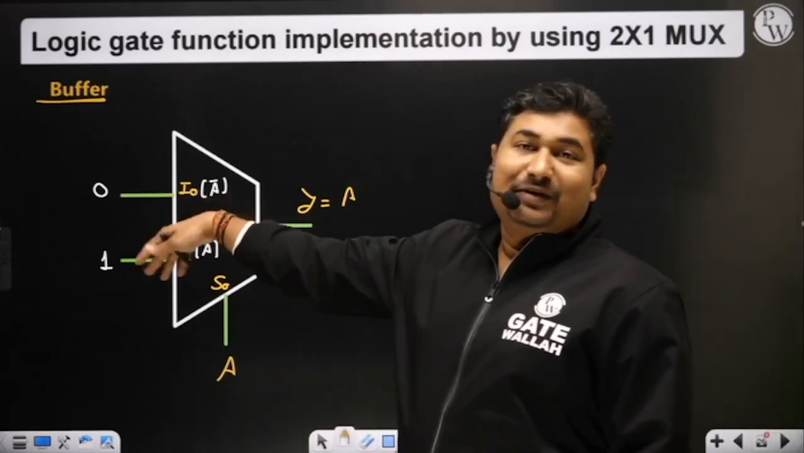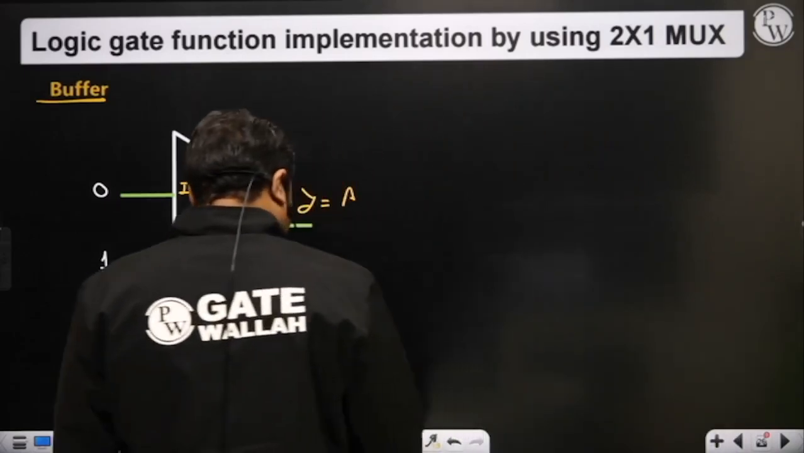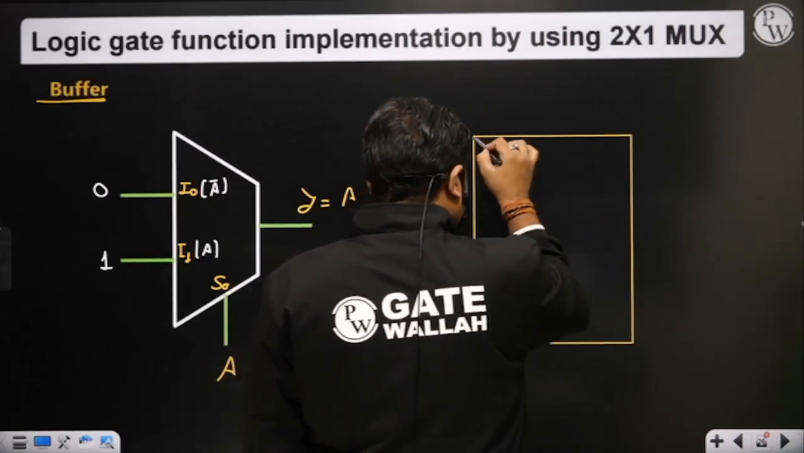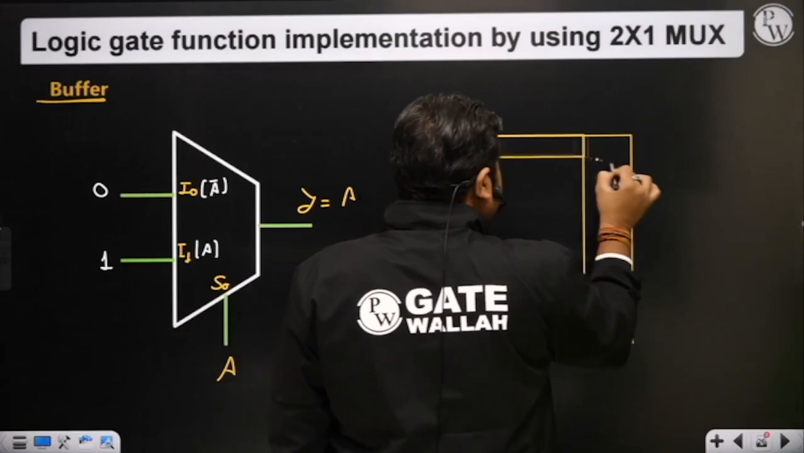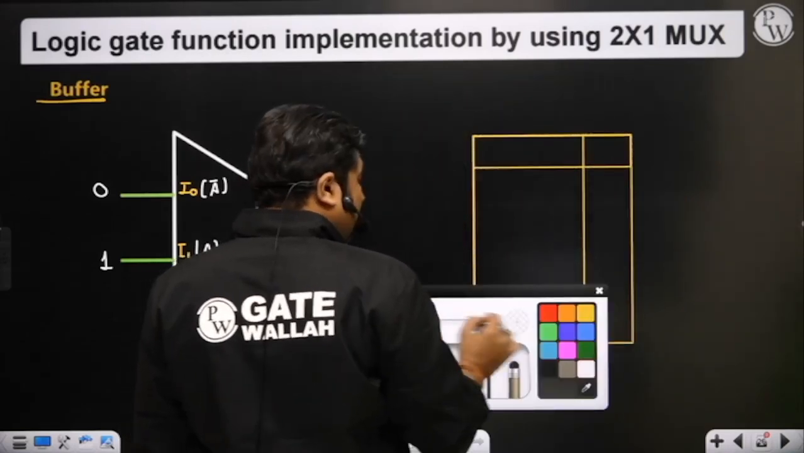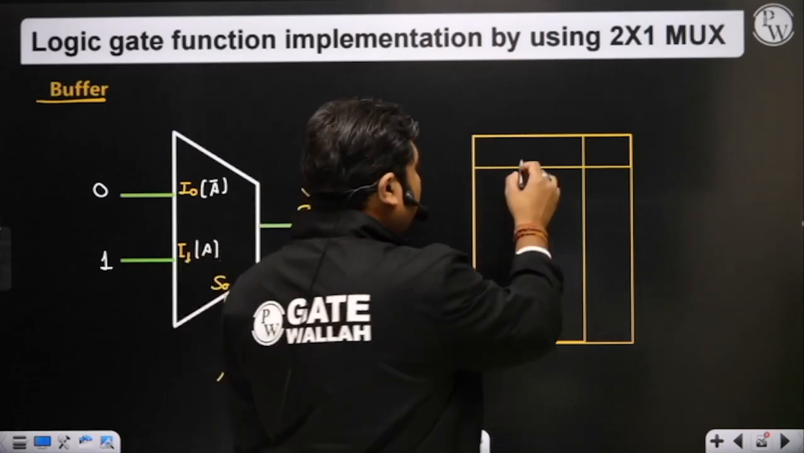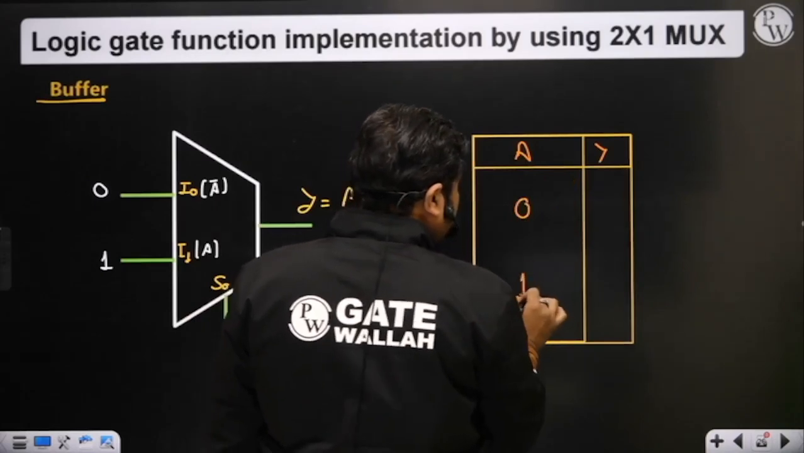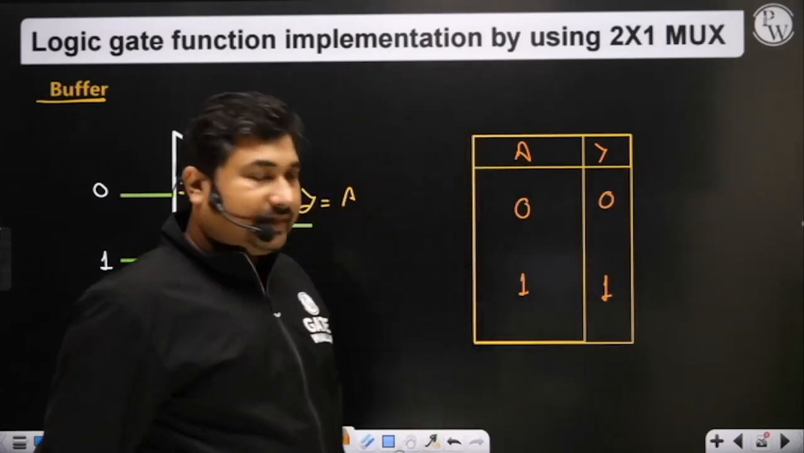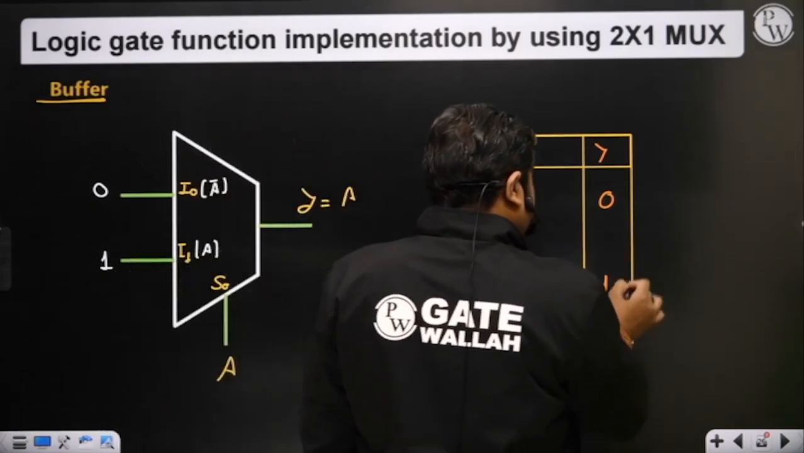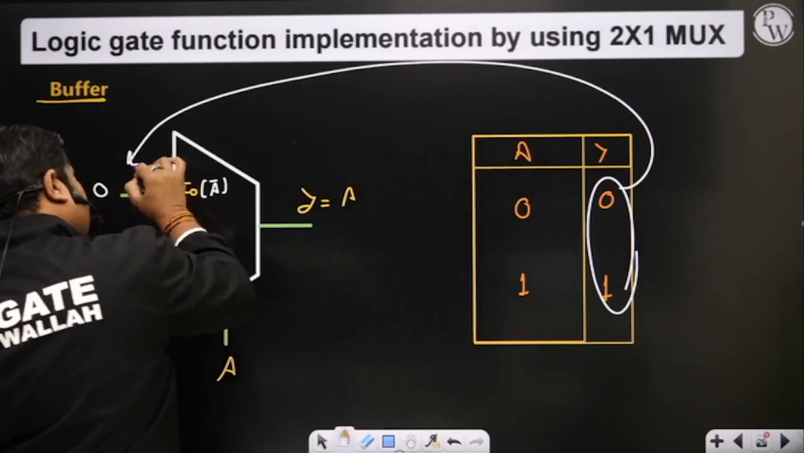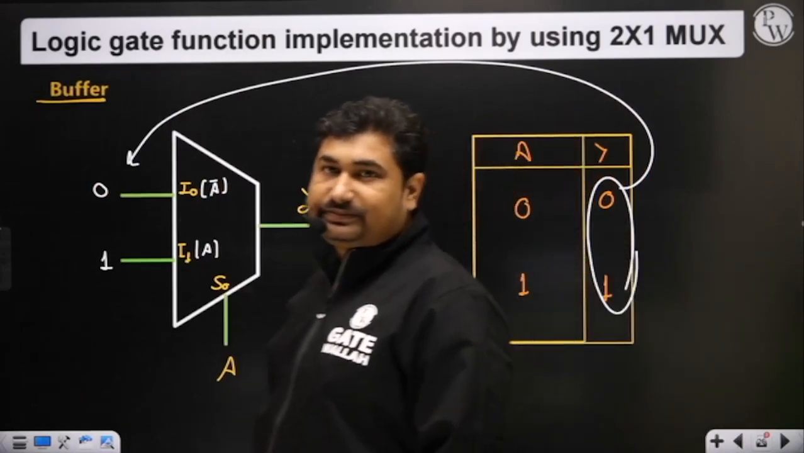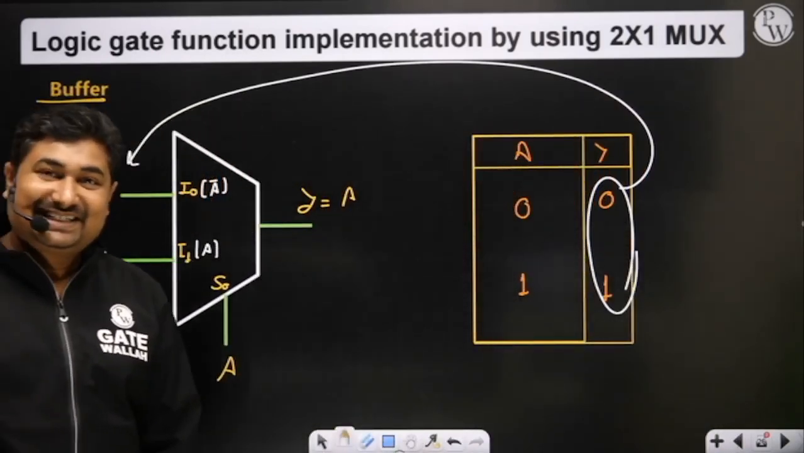Sir, how will we find what we have to apply at the input? Please see. Whenever all the literals are connected onto the select line, then the input is the same as the output of the truth table. Is it okay? Great, sir.